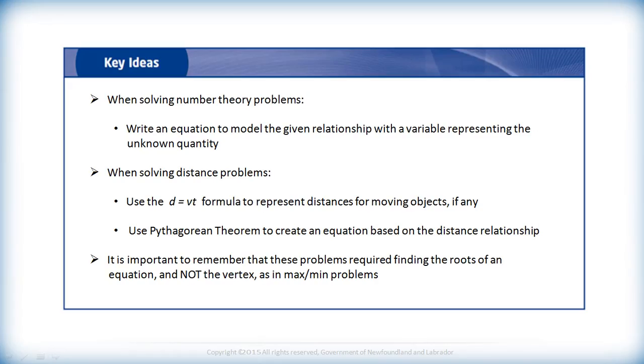So remember, write an equation to model a relationship with the variable representing your unknown quantity for a number theory problem. The d equals vt is the big thing for the distance problems, for moving objects, and then the Pythagorean theorem other than that. Otherwise, remember, we're not finding a vertex. This is not a max-min problem. We're just finding roots. Okay, good luck. See you in the next unit.